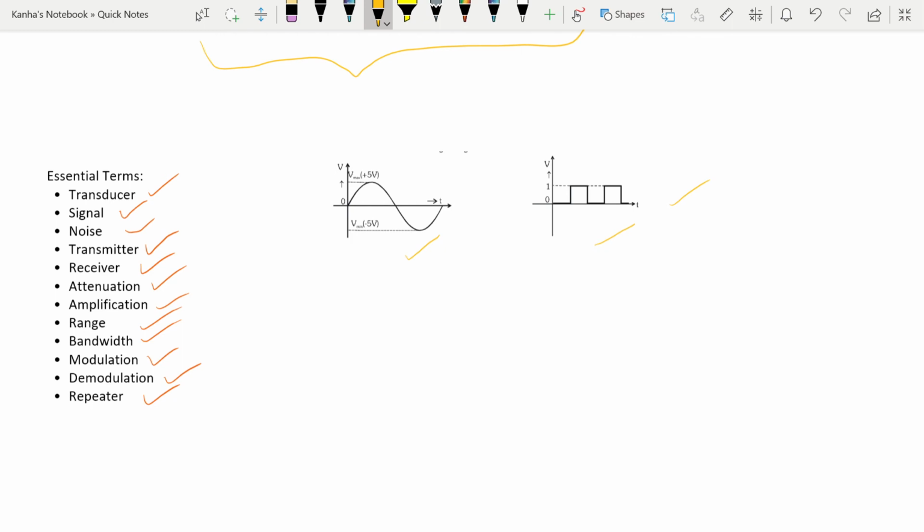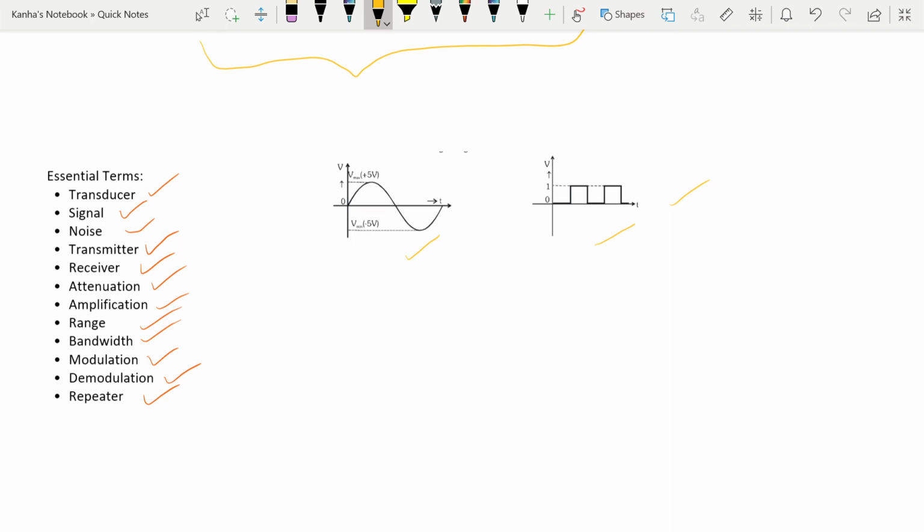Amplification, on the other hand, is the process of increase in the amplitude of a signal by using something known as an amplifier. What is the range? The range is the largest distance between the source and the destination up to which the signal can be received with enough strength. Let's talk about bandwidth. Bandwidth is the frequency range over which an equipment operates, or the portion of the spectrum occupied by the signal.